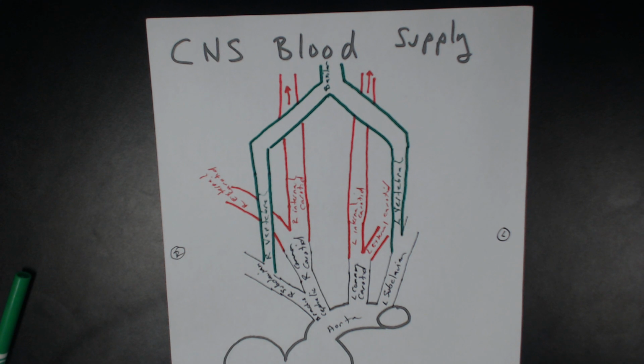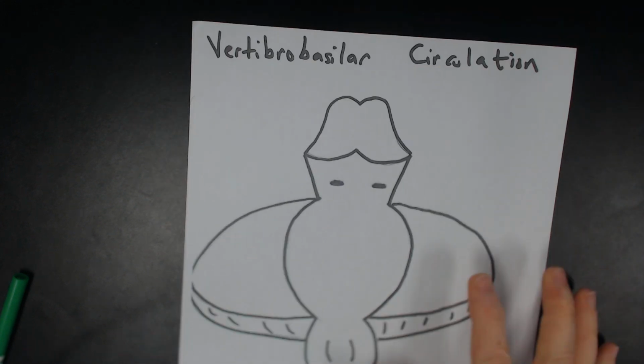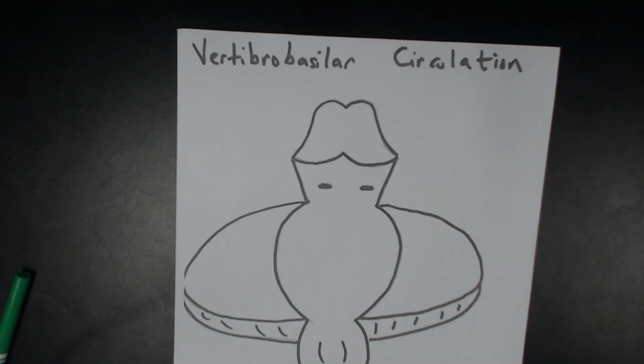Let's see where we are. Okay, let's move on then. The vertebro-basilar circulation is the next one, and that's this slide.